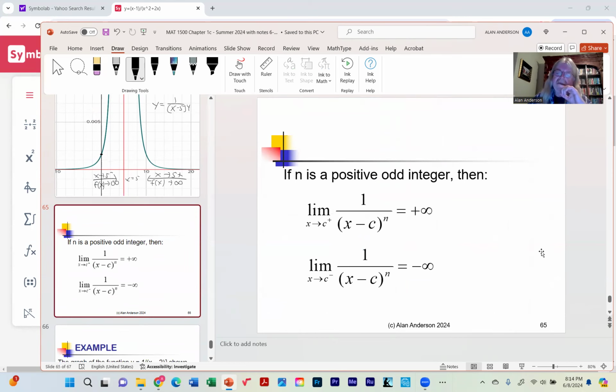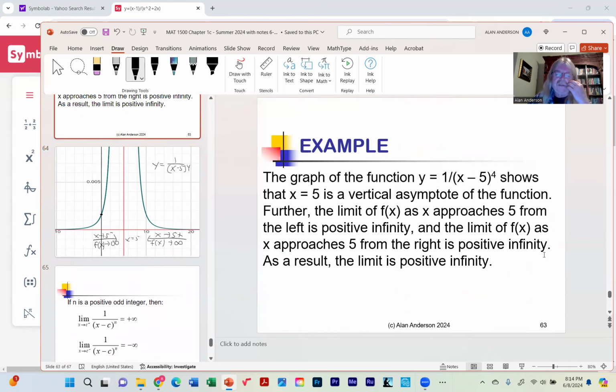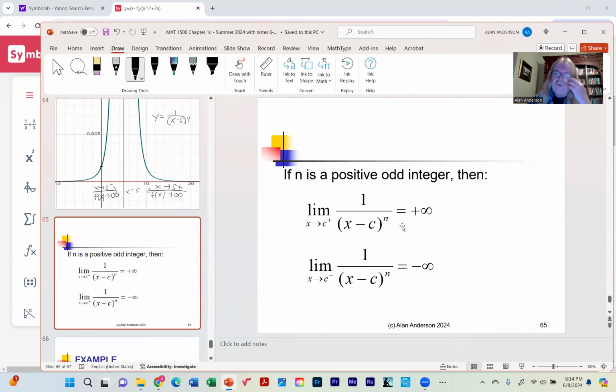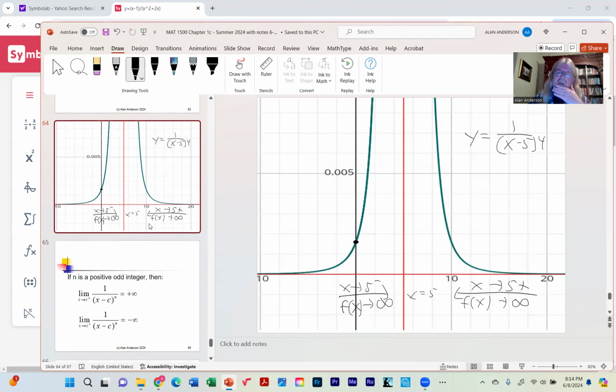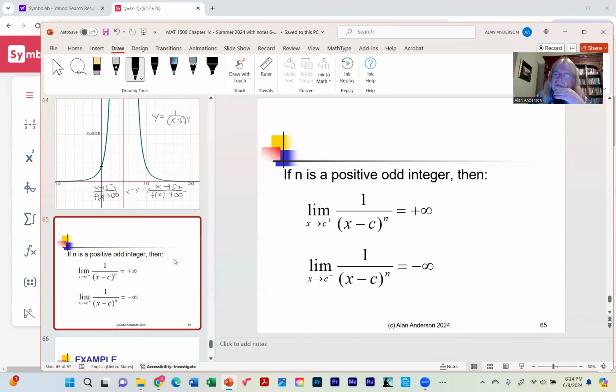But, here's the big but. They forgot to mention this, didn't they? That's only true if n is even. Sorry, wait a minute. Oh, okay, now wait a minute. Yes, no. If this is even, then we're fine. But if this is odd, let's say n is 3, then you're going to get different limits coming from either side.